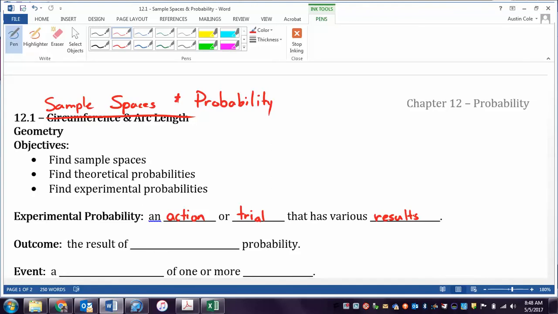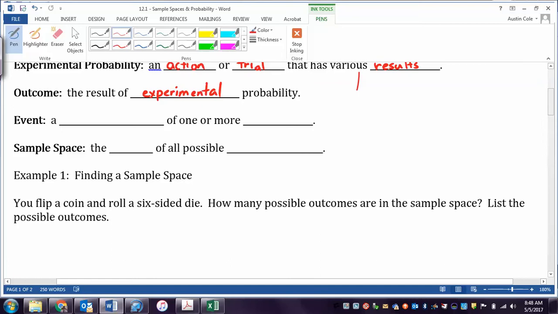All right, an outcome is the result of experimental probability. Okay, so we'll be talking about outcomes today. All right, an event is a result of one or more outcomes. Okay, so we have multiple outcomes. Well, that becomes an event.